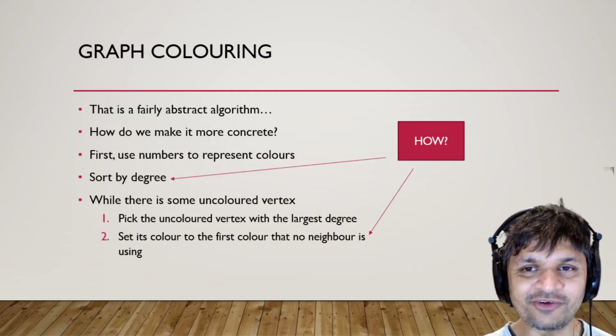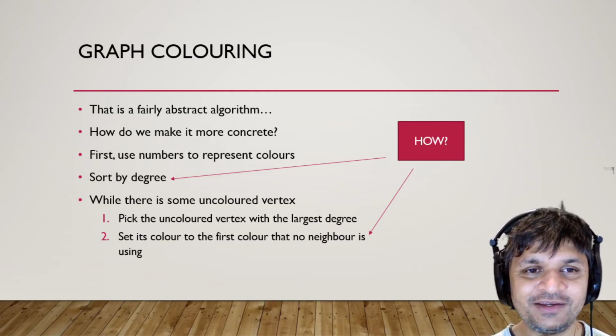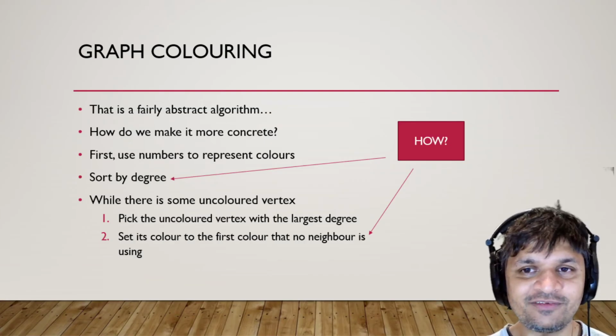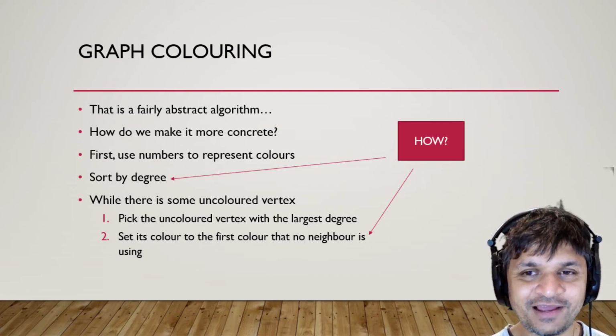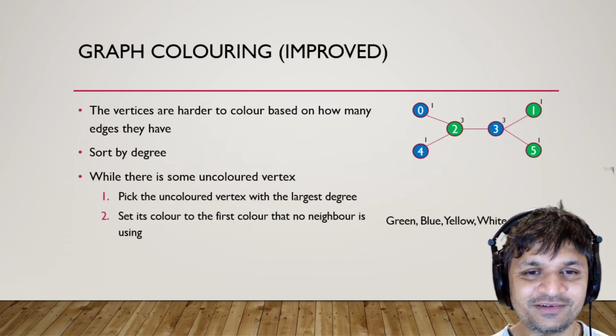But that's fairly abstract, right? I said that in English. So how do we make it more concrete so that it can actually be used on a computer? So the first thing is, instead of colors, we're going to use numbers. So we're just going to translate. We've got green, blue, yellow, white, and orange. That can be color 0, 1, 2, 3, and 4. Doesn't matter.